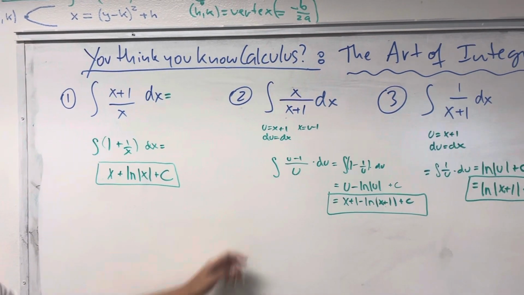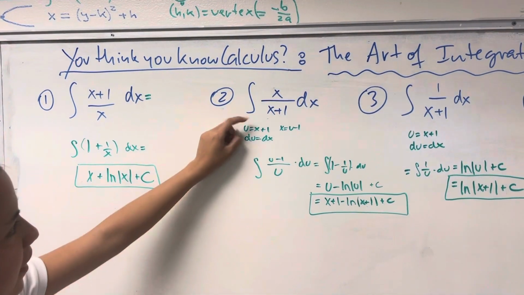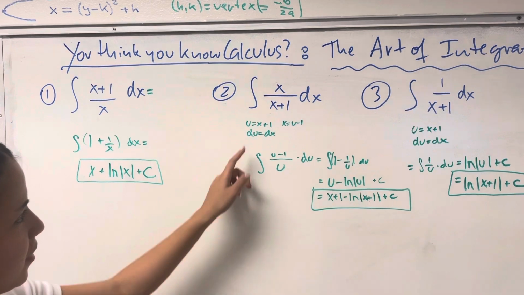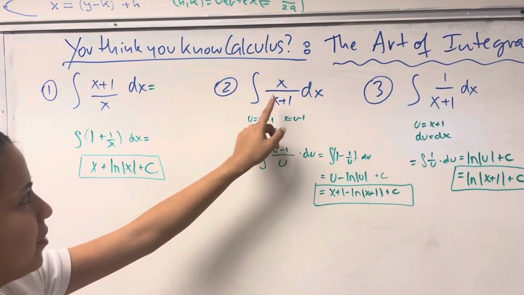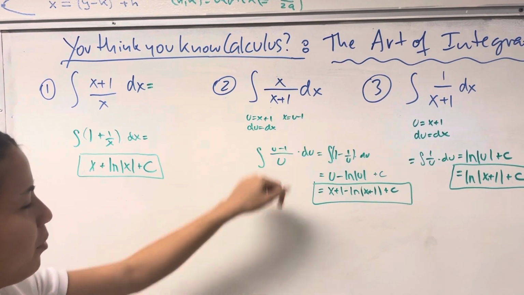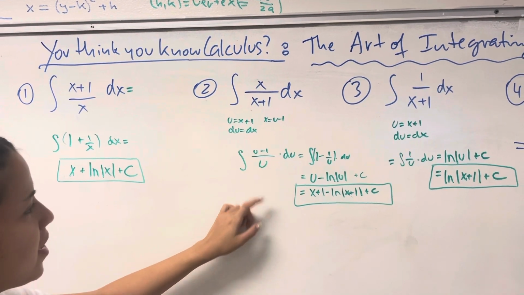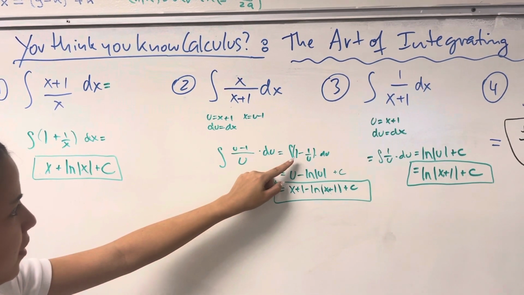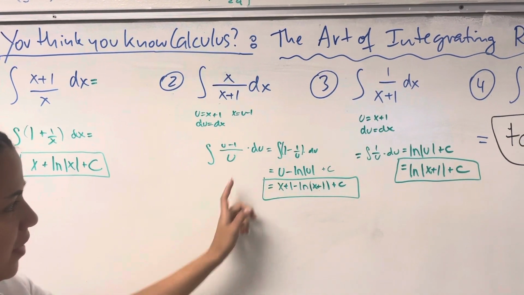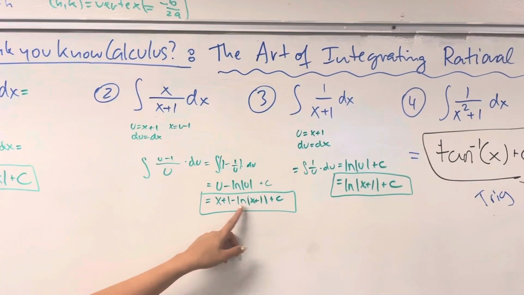For this question, you define x plus 1 as u, and then you get du equals dx, and you define x as u minus 1, and then you just plug these new values back into the question, and then it's similar to this one where you just simplify and do some basic integration, plug back in u.